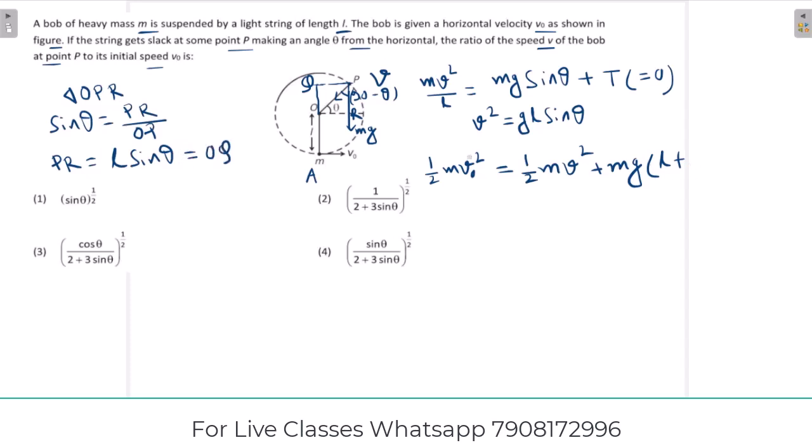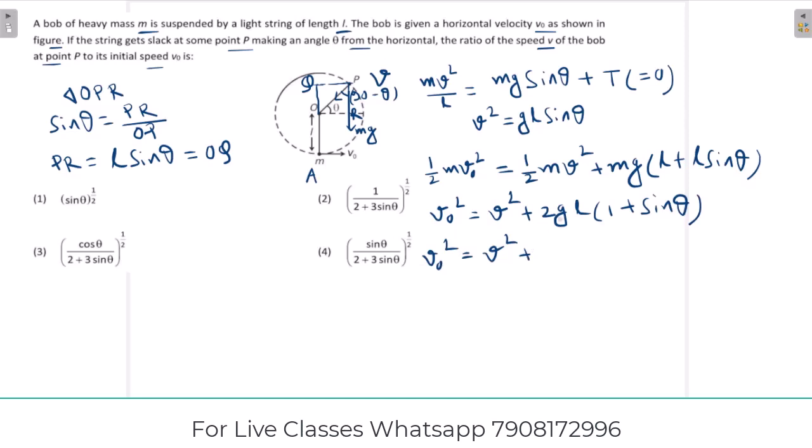So the total distance from A to Q is AO plus OQ. AO is L plus OQ is L sin theta, so L plus L sin theta. This is the height for the potential energy. Now m cancels from both sides. So v0 square is equal to v square plus, multiplying both sides by 2, 2g L, taking L as common, 1 plus sin theta. Or v0 square equals v square plus twice gL into 1 plus sin theta.